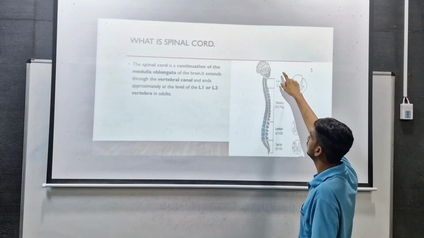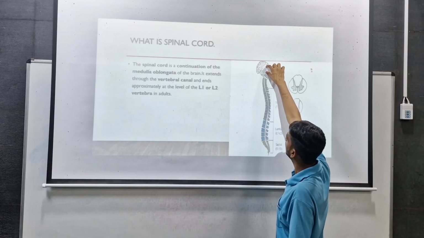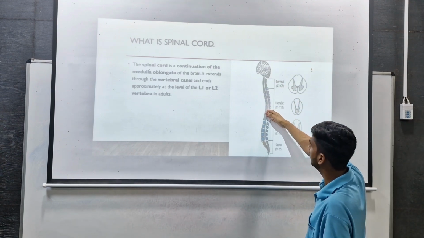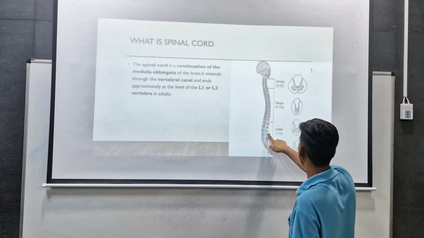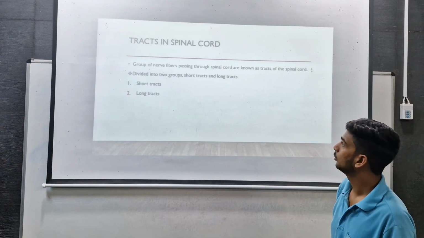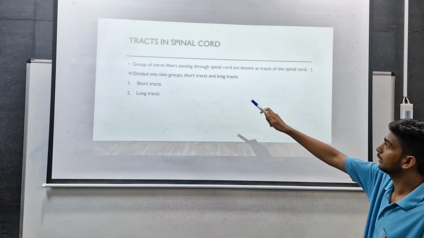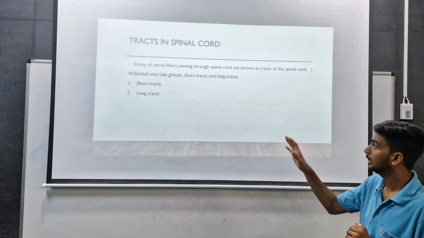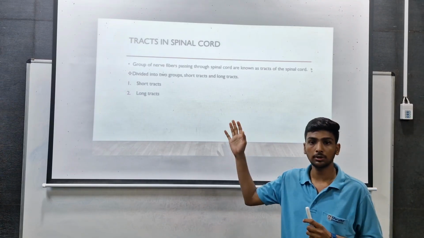So the spinal cord, the medulla oblongata is a continuation of the brain and it extends through the vertebral canal and it terminates around L1 or L2. So now the tracts in the spinal cord. What are the tracts of the spinal cord? Tracts of the spinal cord are the group of nerve fibers passing through the spinal cord. They are divided into two groups, short tracts and long tracts.